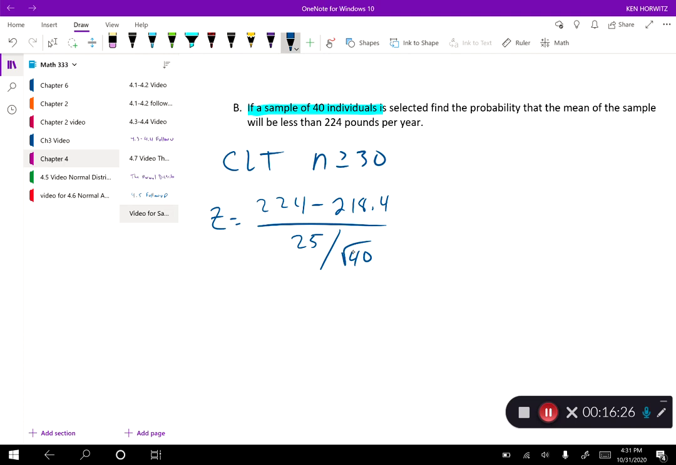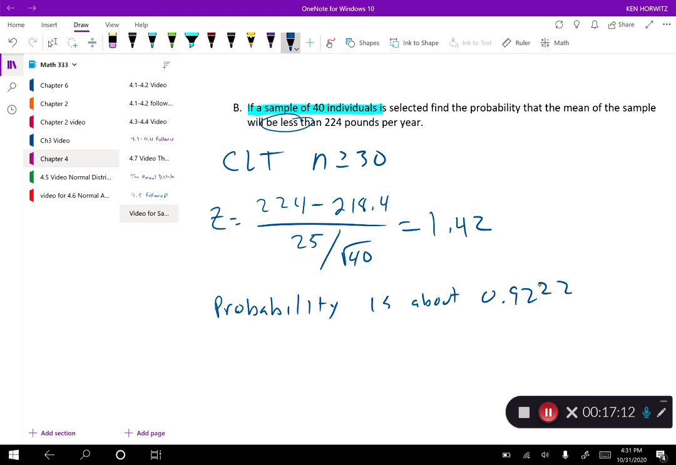All right, hopefully you got your z, and it's the same as mine. Mine was 1.42. Now you guys are experts at going to the z chart, so I'm going to ask you to pause the video once more, go to that z chart, and let's see what that area is to the left, because we're talking about less. So pause the video, do it now. Okay. Hopefully you paused the video, and I got that the probability is 0.9222 on my z chart.